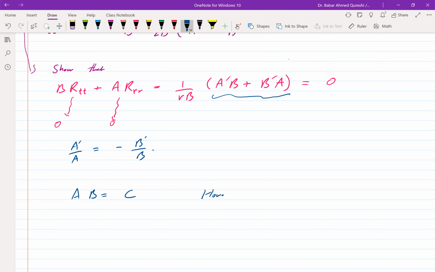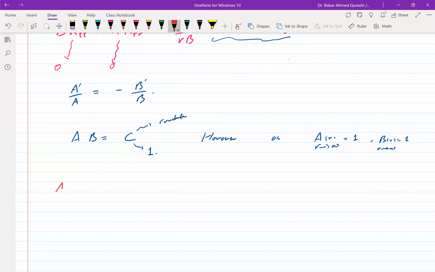However, by asymptotic flatness, this A and B are functions of r. This C is a constant. So as r goes to infinity, this has to become 1. And as r goes to infinity, this also has to become 1. So this constant, I can evaluate it at infinity. So the constant is 1. If the constant is 1, then whatever these functions are, they are functions, they are not constants, but they are reciprocal of each other.